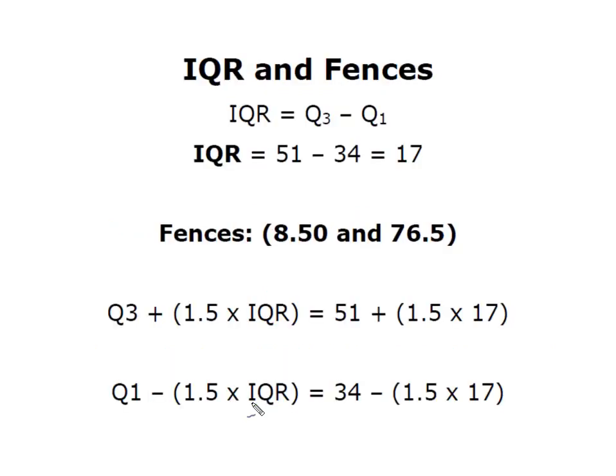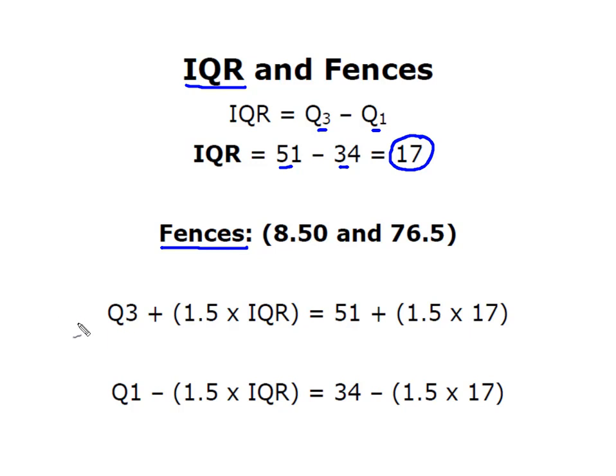The last thing I need in order to do my box plot is the interquartile range, or IQR, and that's simply Q3 minus Q1. So we knew that Q3 was 51, minus 34, gives me an IQR of 17. I'm going to use this in two places. One, it's going to be the width of the box, but it's also going to help me construct these fences that will help me identify outliers.